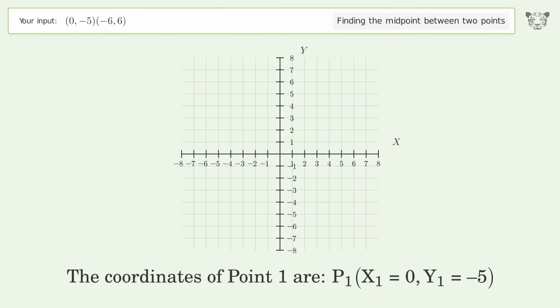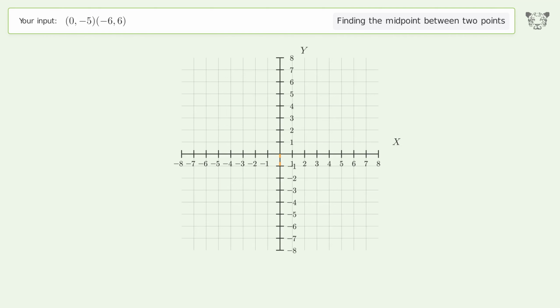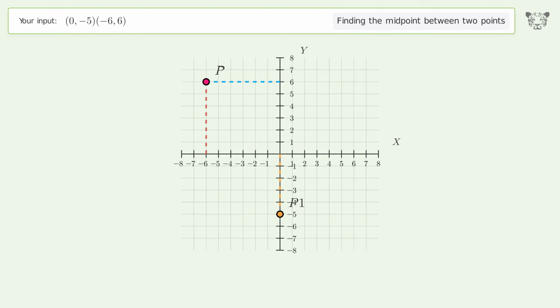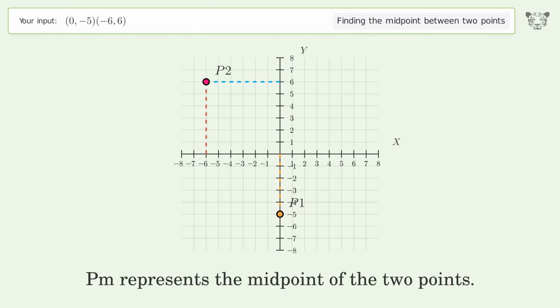The coordinates of point 1 are x1 equals 0, y1 equals -5. The coordinates of point 2 are x2 equals -6, y2 equals 6. PM represents the midpoint of the 2 points.